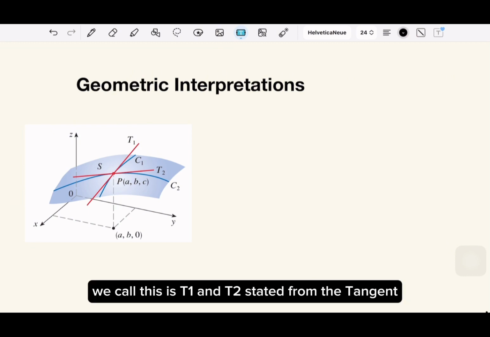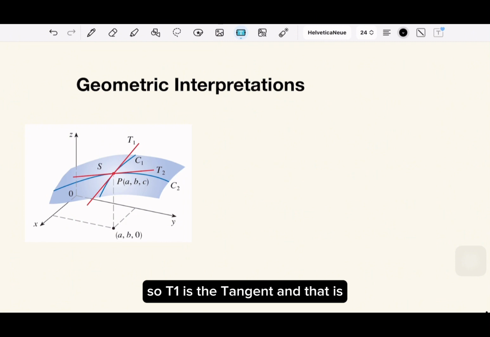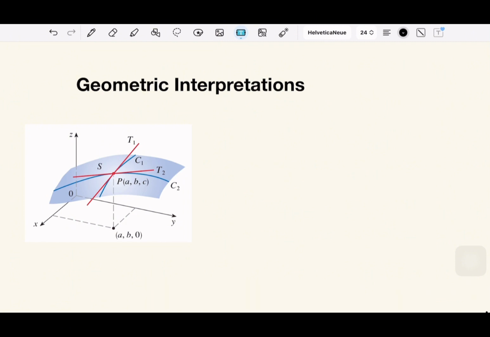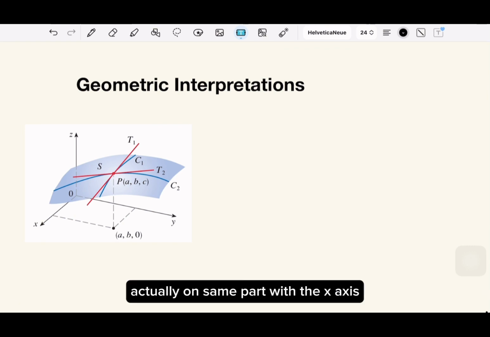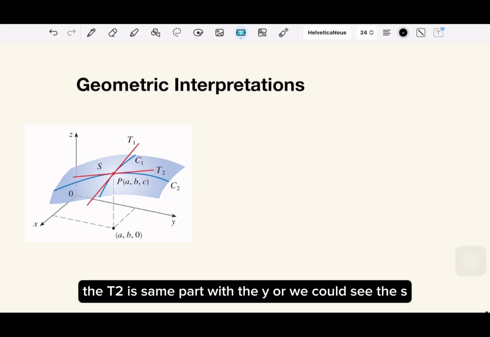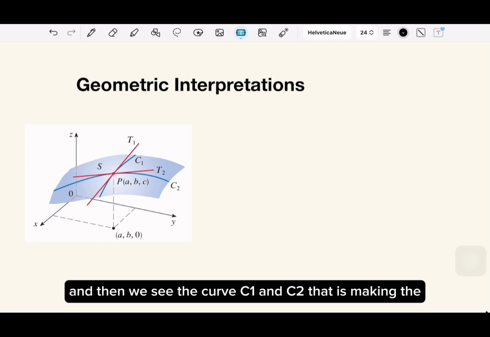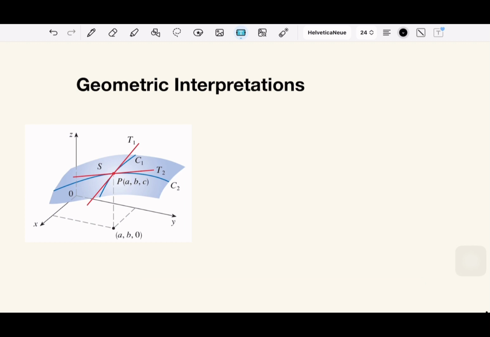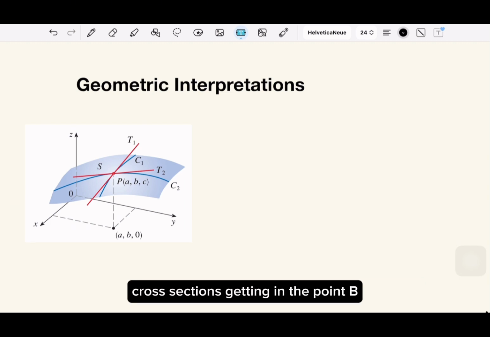We call this T1 and T2. It's stated from the tangent. So T1 is the tangent, okay, that is actually on the same par with the x-axis. The T2 is the same par with the y-axis. Or we could see the S, and then we see the curve C1 and C2 that is making the cross sections, okay, in the point P.